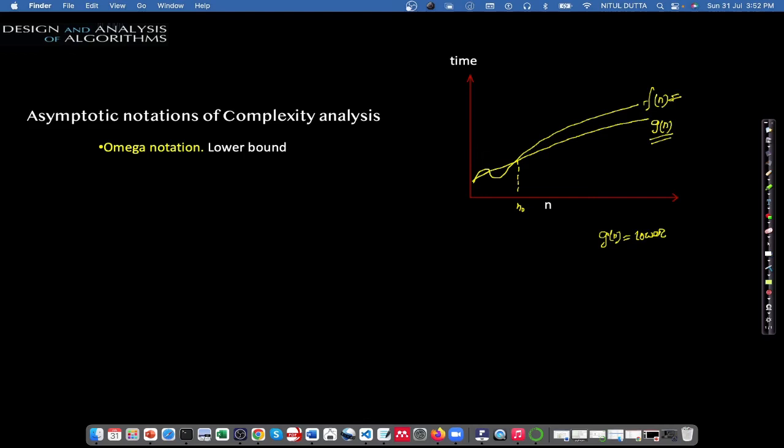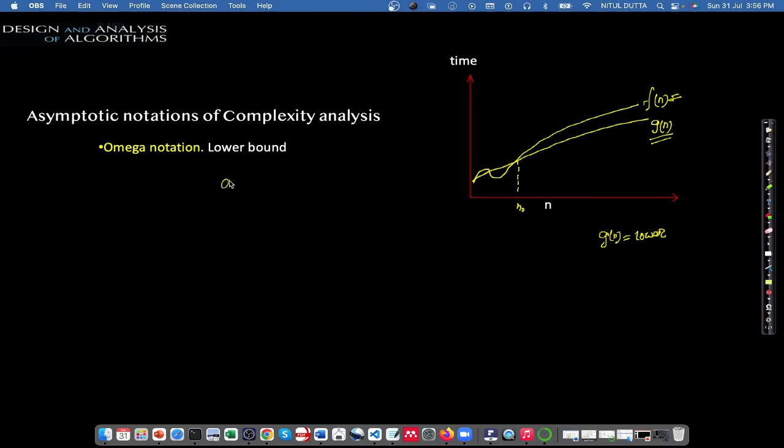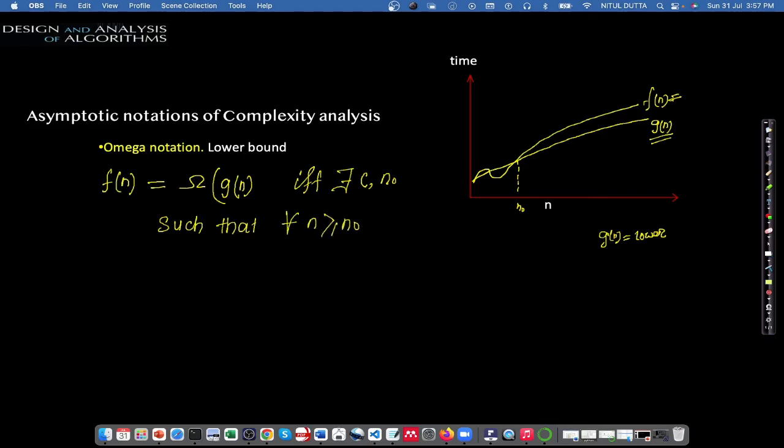More formally, this lower bound can be defined as: the function g(n) is considered as the lower bound of the time complexity of the algorithm whose time function is represented with function f(n) if and only if there exist some constants c and n naught such that for all n greater than or equal to n naught, f of n is always greater than or equal to c multiplied by g of n.